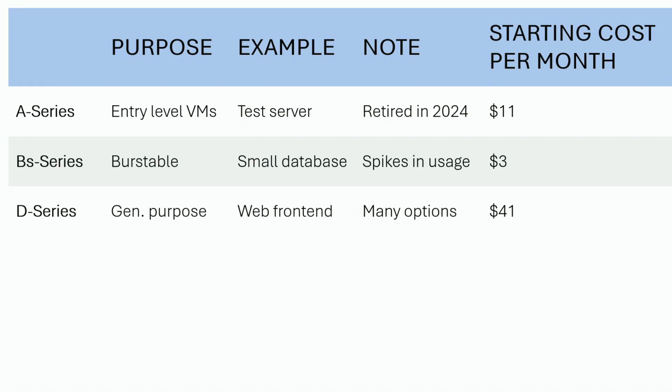What about the D series? Well, there are many different families of these D series because this is when we get into general purpose hardware. Think about a web front end. And one of the things we love about the D series is there's just so many options. Do you want 2 virtual CPUs and 4 gigs of RAM? No problem. Do you want 4 CPUs and 8 gigs of RAM? No problem. Just lots of different sizing options. And from a cost perspective, we start at $41 a month.